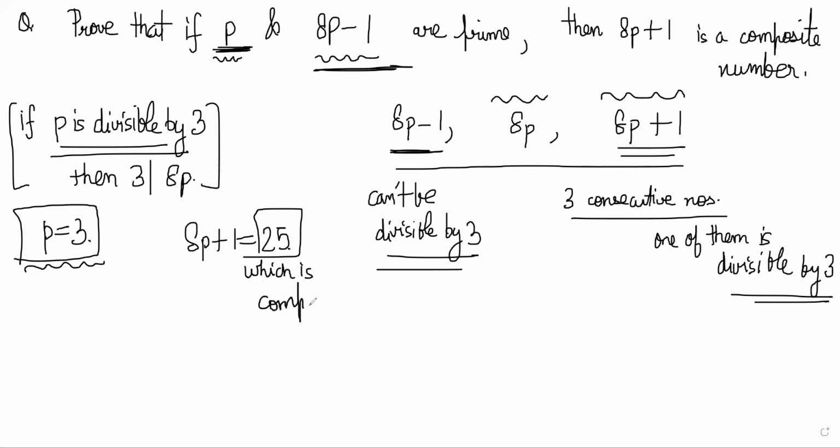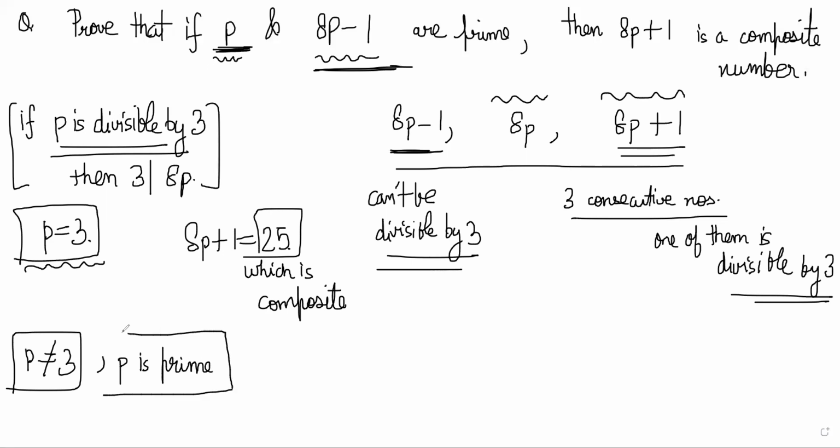And then if p is not 3, then p cannot be divisible by 3, and then 8p plus 1 is divisible by 3. If p is not 3, p is prime, so p is not divisible by 3, and therefore 8p is not divisible by 3.